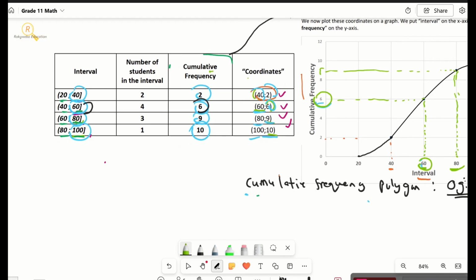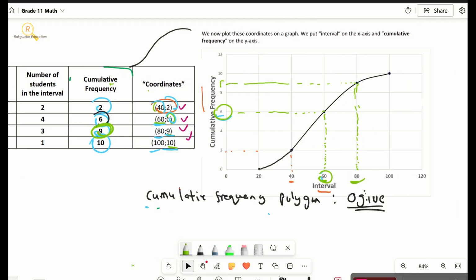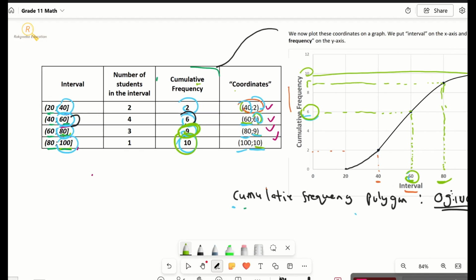So that's why even on our table there, we got 9. Okay, lastly, number of learners who got a mark of 100 or less. Go to 100 there, dotted lines, 10. We get the same answer there from the table as well. Easy peasy, ne?